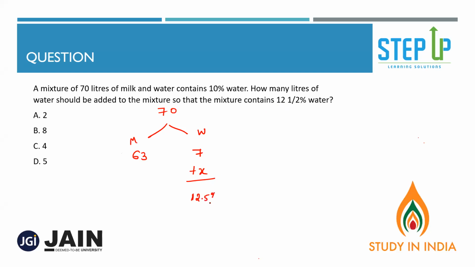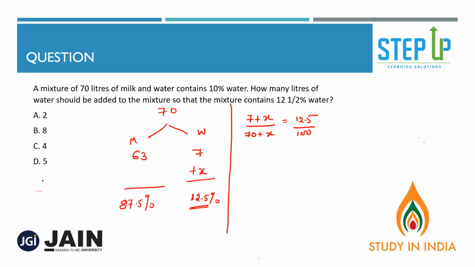It is like 12.5%. So one way to do it, the easier way, is milk part, water part is 7 plus X upon 70 plus X is equal to 12.5 upon 100. This is one way. Another way, you can solve this equation and do it, or another logical way: you are adding some water content to it, and that's why this is 12.5%. It means that milk will be 87.5%. Right? So now you just solve this equation. 63 is 87.5% and 7 plus X is 12.5%, which is one and the same. So I'll cancel this.